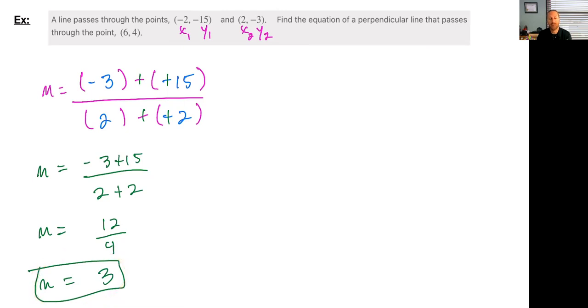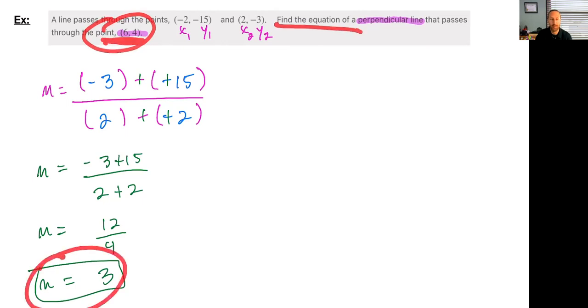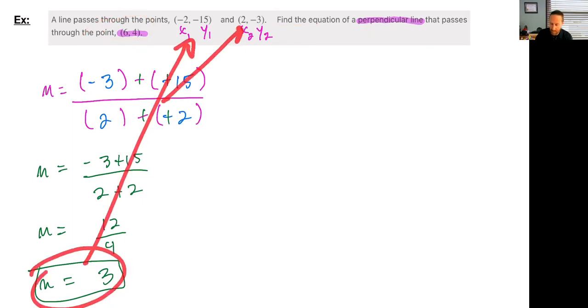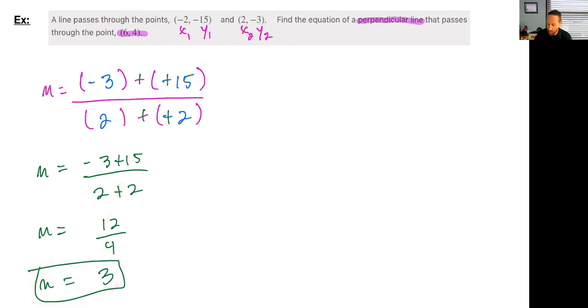But again, I need to know where that slope pertains to. And in this case, they wanted to know where it was perpendicular and going through the point (6, 4). So if you notice, what we now have is a point that we're trying to give the equation of, and it crosses through, and a slope. But be careful. This slope came from these two points. We want the equation that's perpendicular to those.